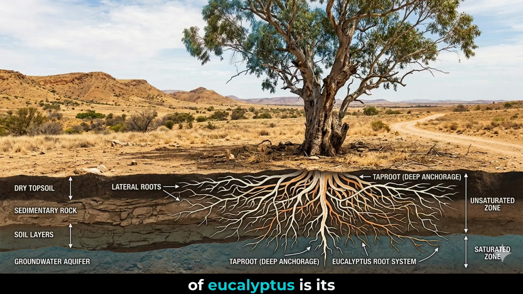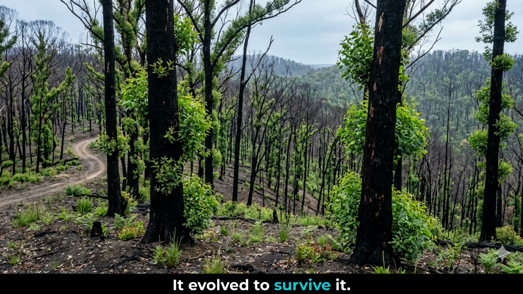Another defining characteristic of eucalyptus is its relationship with fire. Contrary to a common misconception, eucalyptus did not evolve to avoid fire. It evolved to survive it. Many species possess thick bark that insulates living tissue from heat. Others contain dormant epicormic buds hidden beneath the bark. Following a fire, these buds can rapidly produce new shoots and foliage. Some species also develop lignotubers, woody underground structures that store energy and dormant buds capable of producing new growth after severe damage. These adaptations help explain why eucalyptus has persisted in fire-prone Australian ecosystems for millions of years.